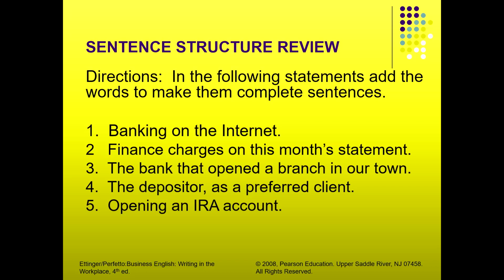Number 3, the bank that opened a branch in our town. Again, not a complete thought. Number 4, the depositor as a preferred client. Okay, not a complete thought. And number 5, opening an IRA account. Again, take the time to pause and write down the complete sentences from the fragments here. So you can pause, but we will keep going.